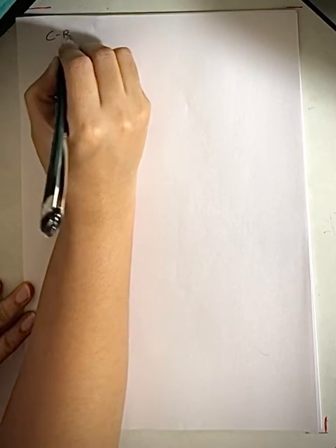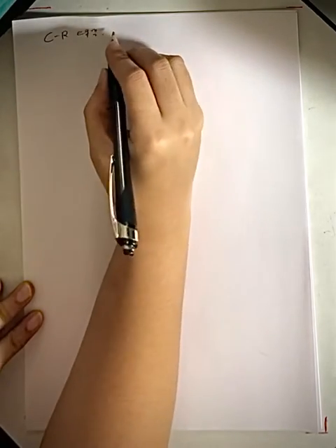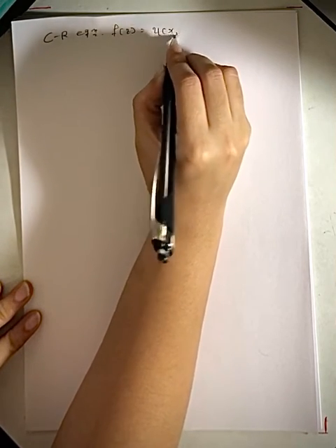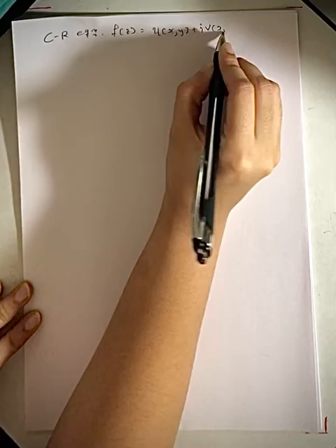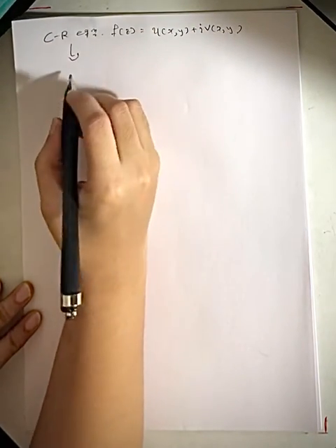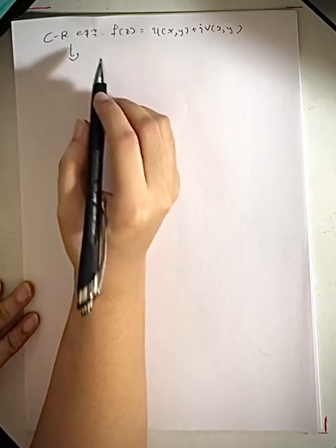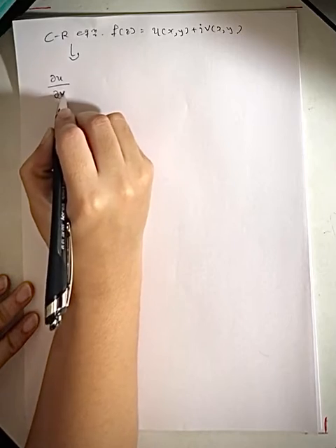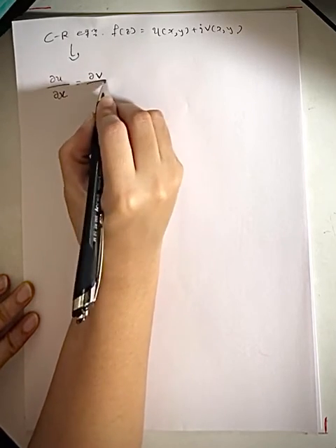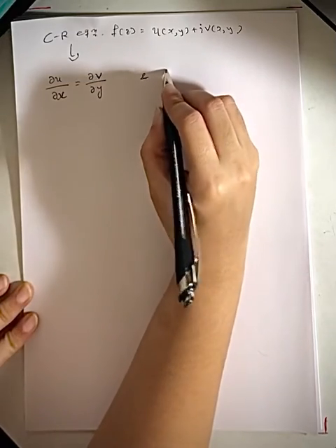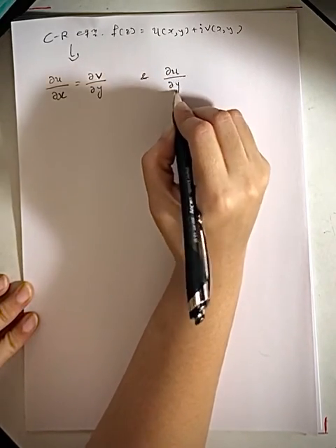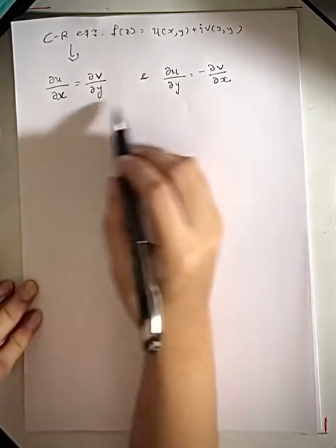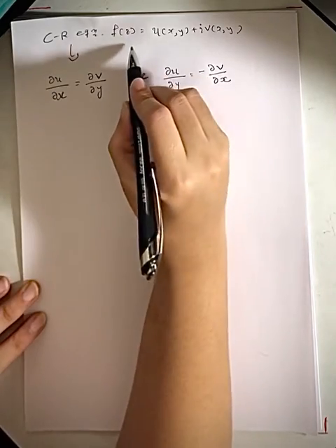So last time we studied CR equations, and they said that if f of z is equal to u of xy plus i v of xy, then the CR relations were written as del u by del x is equal to del v by del y, and del u by del y is equal to minus del v by del x. So these were the two CR relations for this condition.